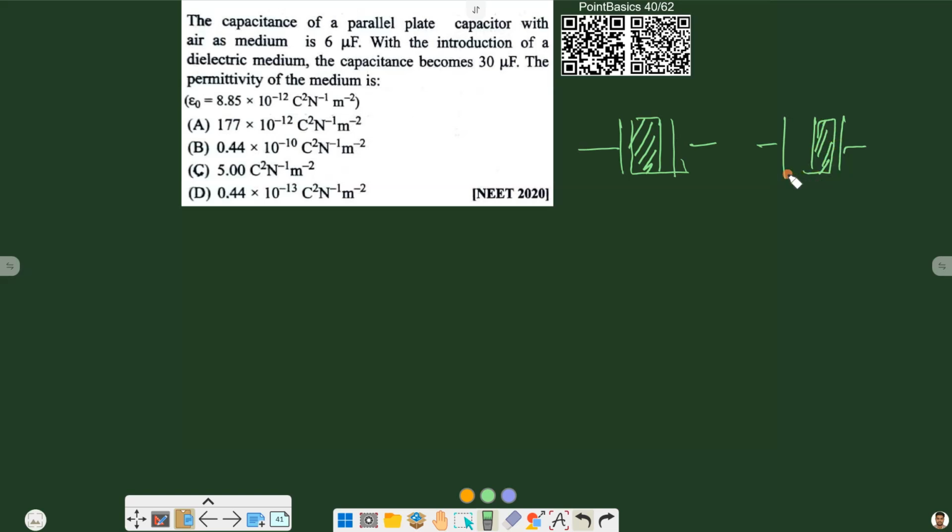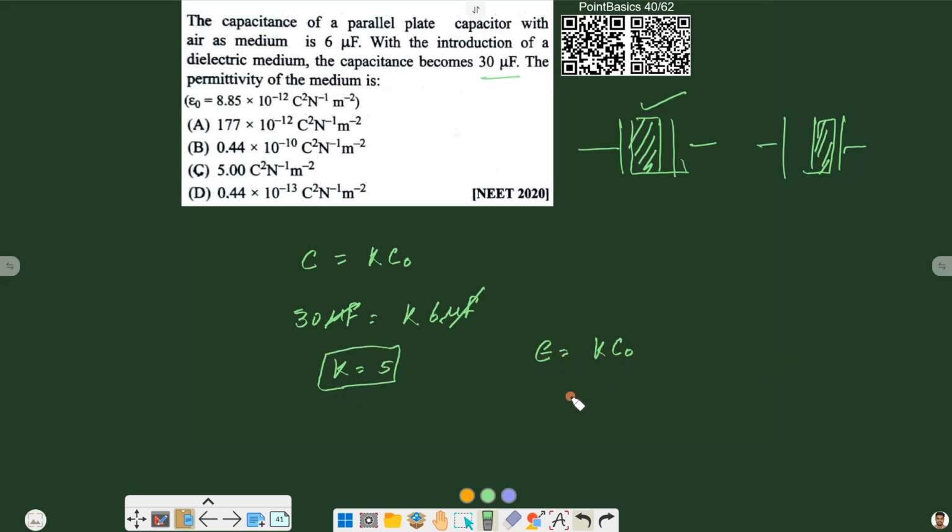As it is not mentioned, we consider that it has occupied the space completely, and in that scenario our new capacitance C becomes K times C node, where C node is the old capacitance without the plate and C is the capacitance with the plate. So with the plate it is 30 microfarad, and C node is 6 microfarad. From this K comes out to be 5, and we have to find out the permittivity. So permittivity epsilon will be K times epsilon node, so 5 times 8.85 into 10 raised to power minus 12.